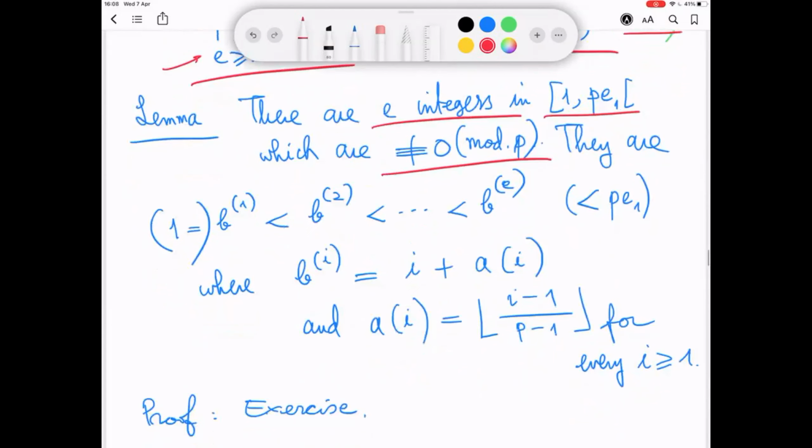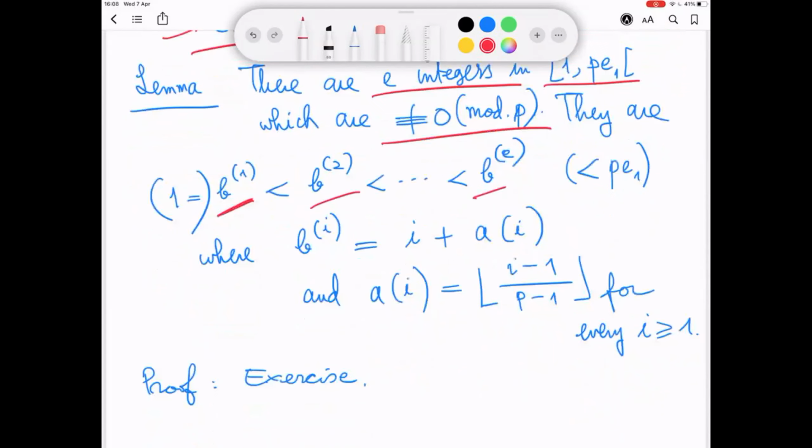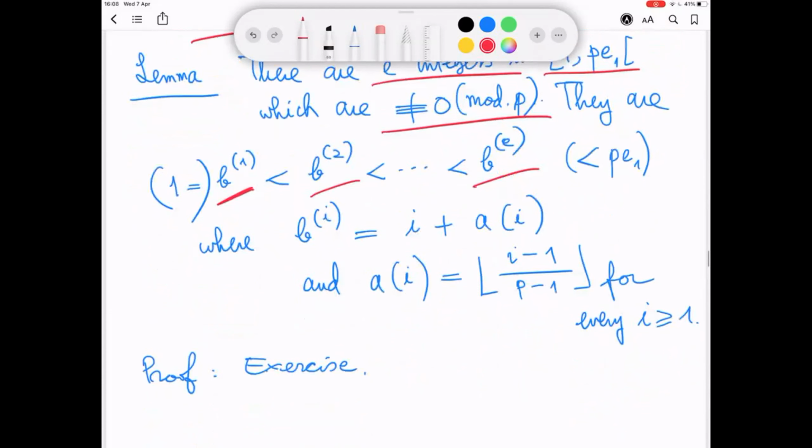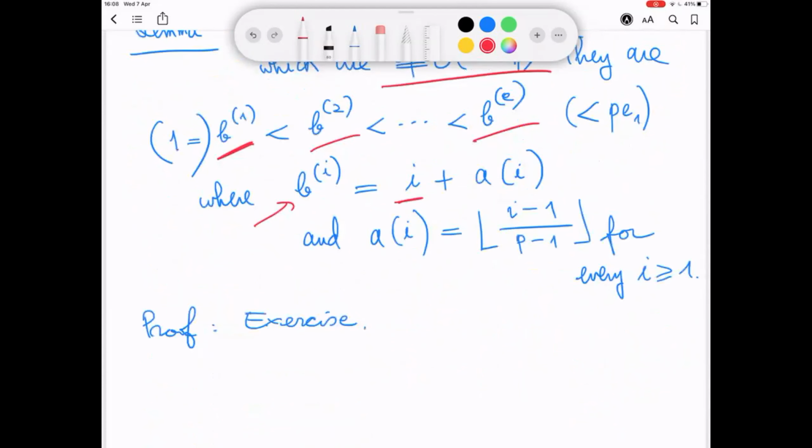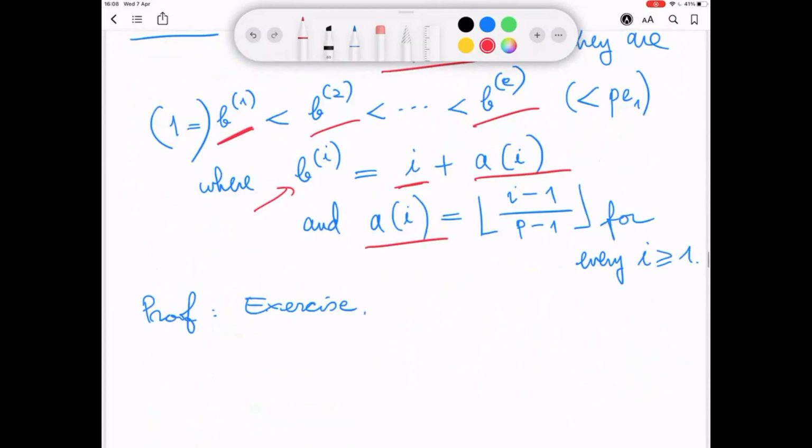And these integers are B1, B2, up to BE, where BI is defined as I plus AI, and AI is the floor or the integer part. So if I have a real number X, then the floor of X is the largest integer which is less than X, right?